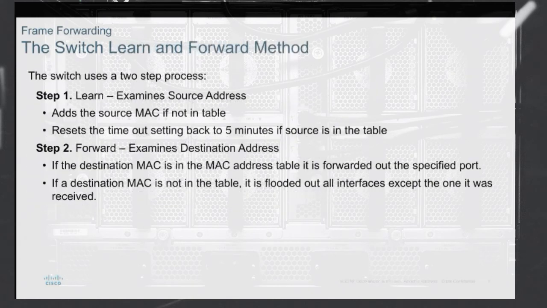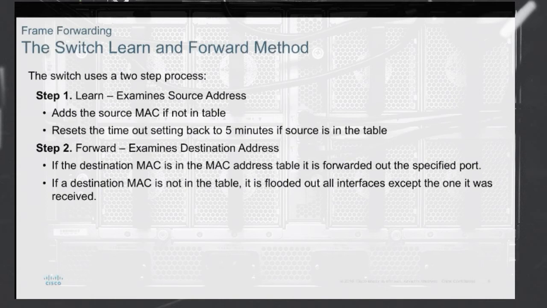So how does it learn? This is essentially the basic step of populating the MAC address table. The switch uses what we call the learn and forward method. It has two steps, step 1 and 2. In the very first step, it would learn, and in the second step, it would forward. So to learn, it examines the source address, because your data would be coming to a specific port using some cable or device, and it would have a source address associated with it.